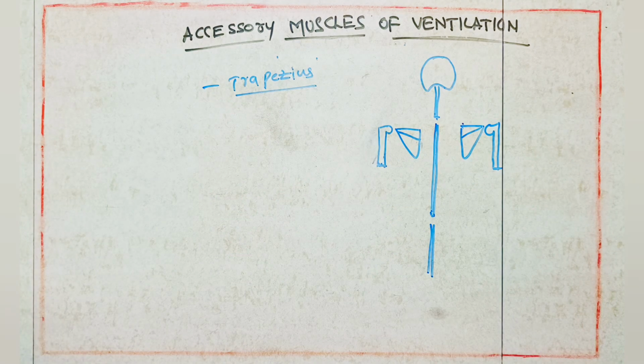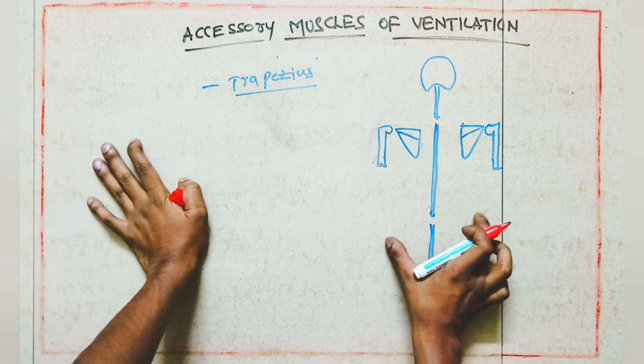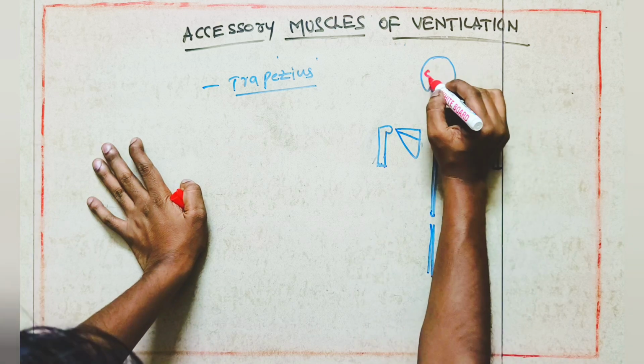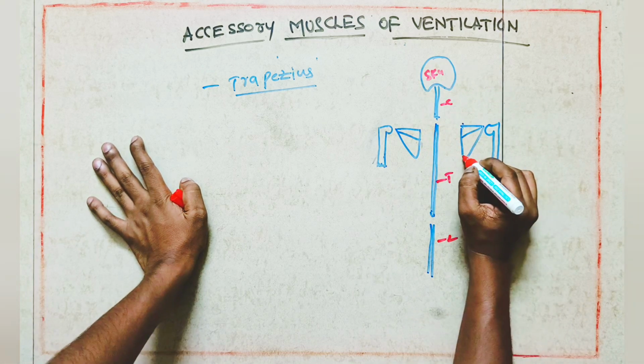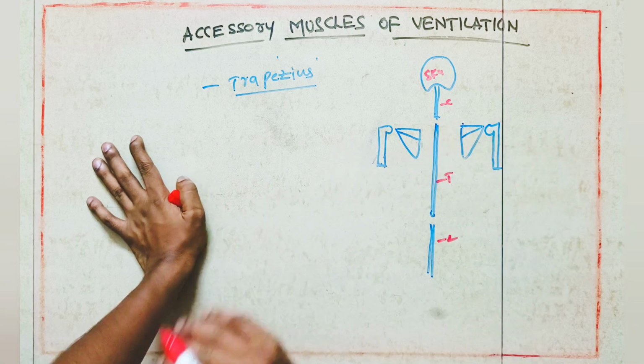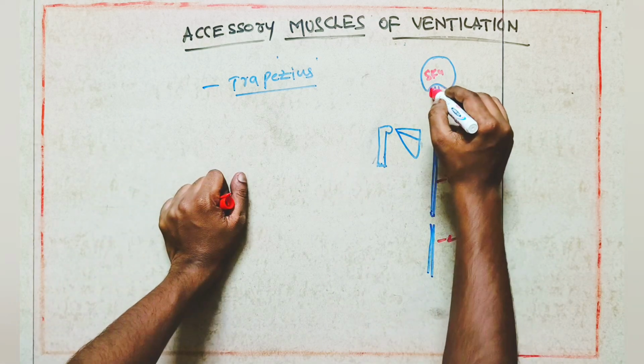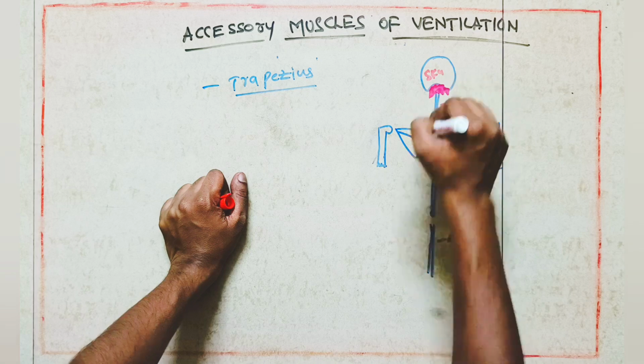Now we'll see one more important accessory muscle, that is the trapezius muscle. Imagine now you are seeing a human body posteriorly. This is the skull, this is the cervical spine, this is the thoracic spine, this is the lumbar spine, this is the scapula, and this is the humerus. We are seeing it posteriorly. So from where will the muscle start? From the occipital bone.